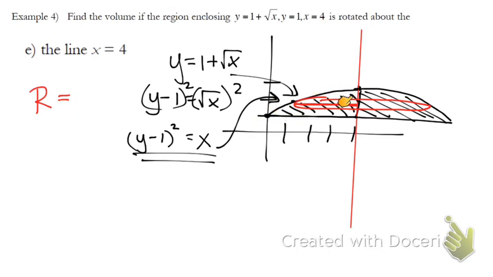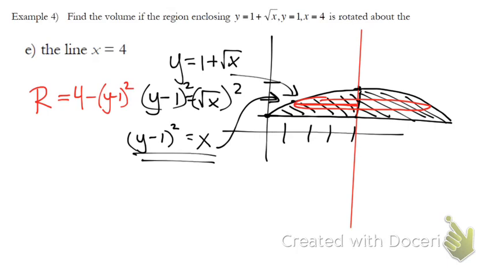So again, coming back to this red function, because I want to know what the length is of this radius that I've drawn right here in this red line. So top function is x equals 4, and the bottom function is x equals y minus 1 squared. So my expression for the radius is top, which is 4, minus bottom, which is y minus 1 squared. 4 minus y minus 1 squared.